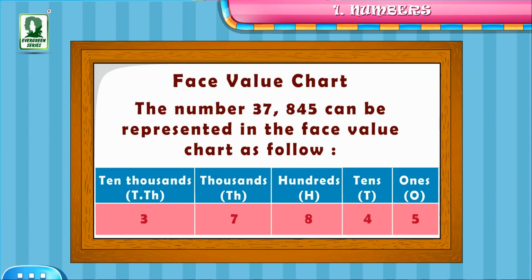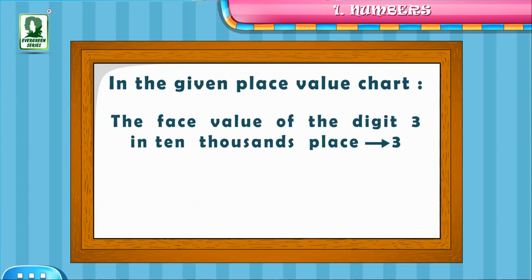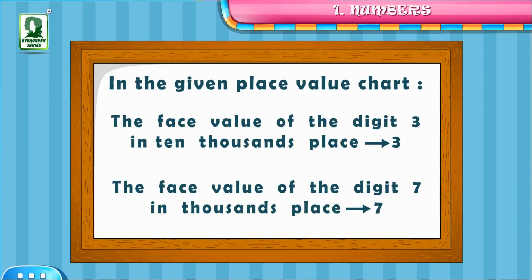Now we'll learn about the face value chart. We have number 37,845, that is 37845. The face value of the digit 3 in 10,000's place is 3. The face value of the digit 7 in thousands place is 7.